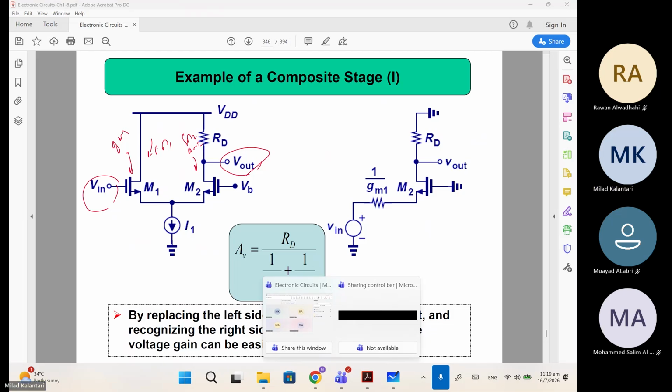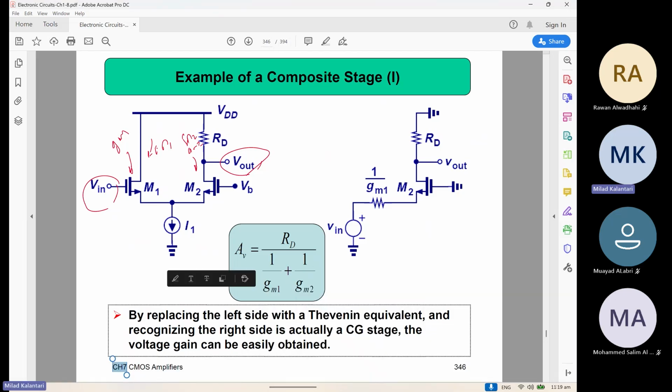Okay, as you saw here, we need to make the small signal model first, right? How do we draw the small signal model for this? We open up the current source, and we short circuit the voltage source and DC source, because they are not varying. And then the model will be like this, right?